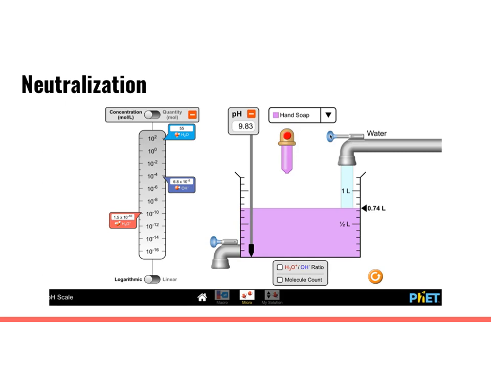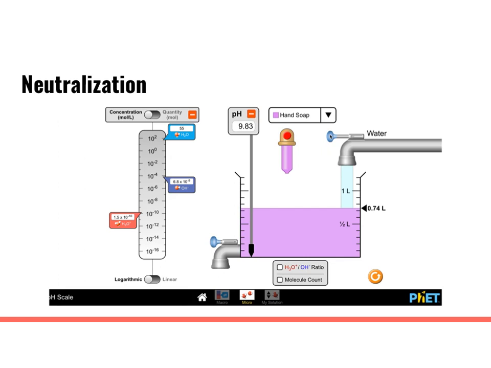Hey guys, today we're going to be talking a little bit about how to do a titration. Not only how to do a titration calculation, but also what that might look like in a lab setting and how we might actually do a titration if we were in a lab.